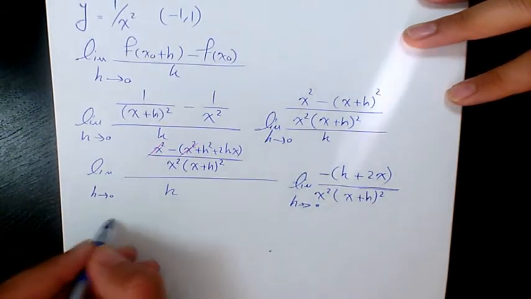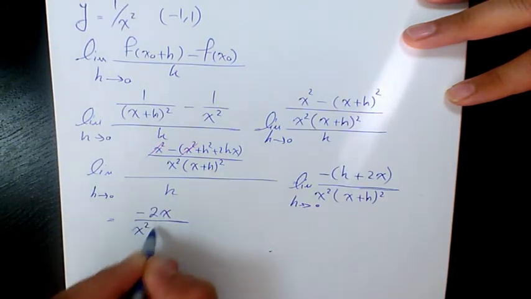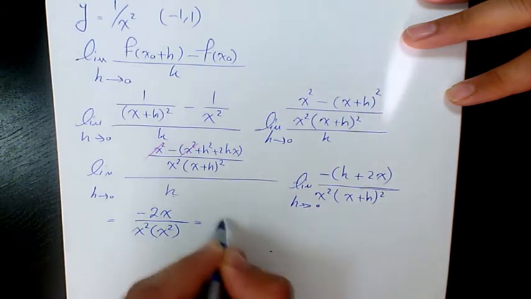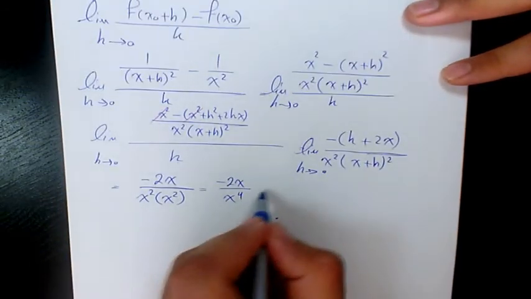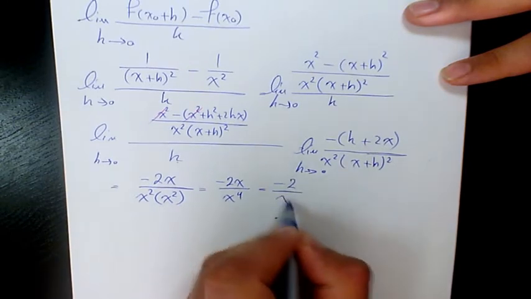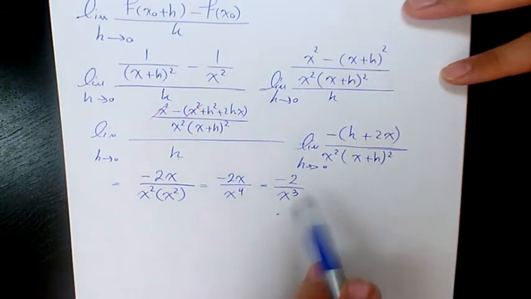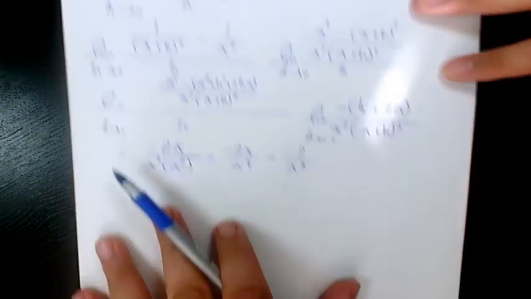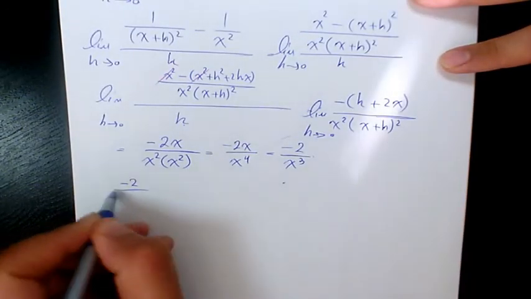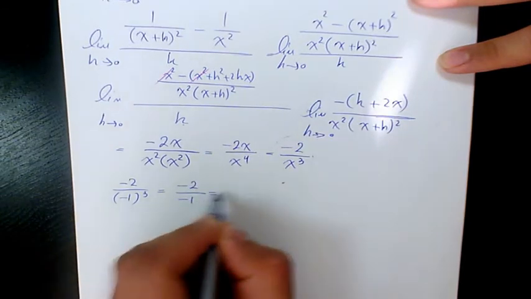So when we do that, it's going to be negative 2x divided by x squared times x squared, which will be negative 2x over x to the power of 4. And when you simplify it, it's going to be negative 2 divided by x to the power of 3. So that's the slope of this function at points negative 1 and 1, which is going to be negative 2 divided by negative 1 to the power of 3, negative 2 over negative 1 is going to be 2.